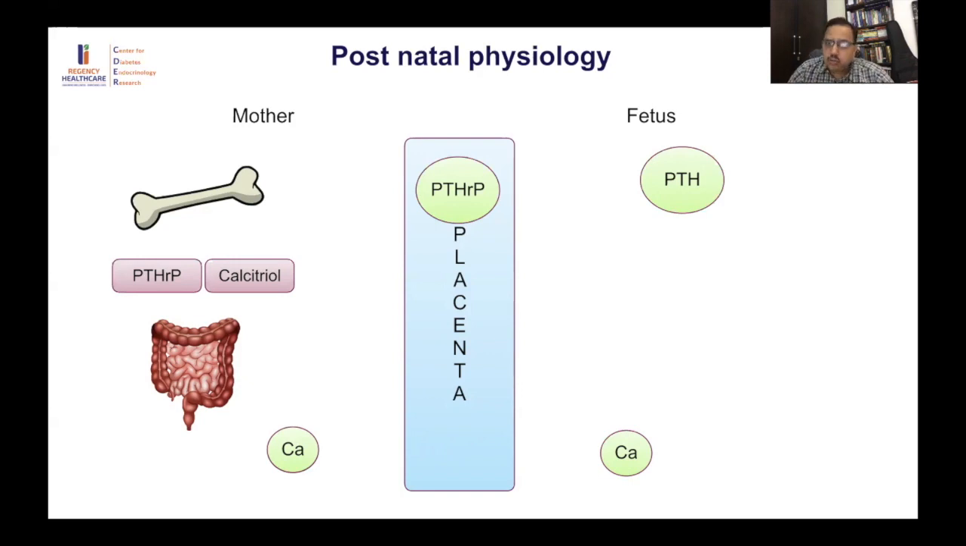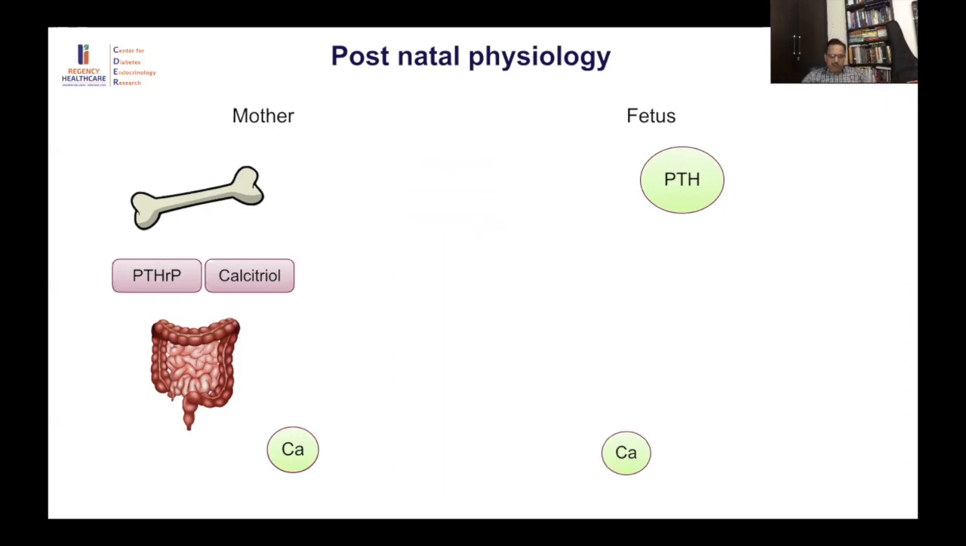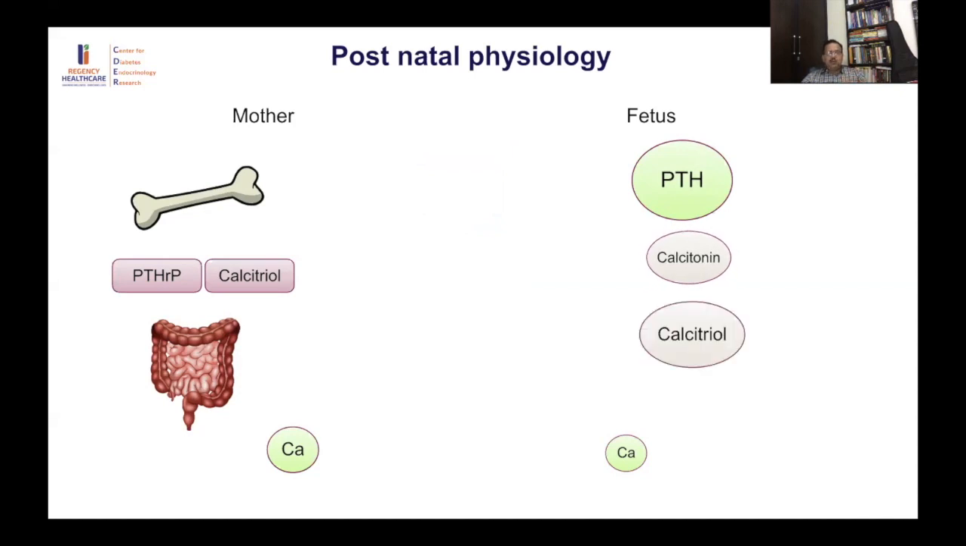So if you have any newborn who has got hypocalcemia or hypercalcemia, always measure maternal level of serum calcium, because that could be one of the culprits. So now what happens after birth? The whole supply goes off, the calcium level goes up, the PTH level goes up, trying to compensate. The calcitonin, which is a hypocalcemic hormone, comes down, and calcitriol increases.